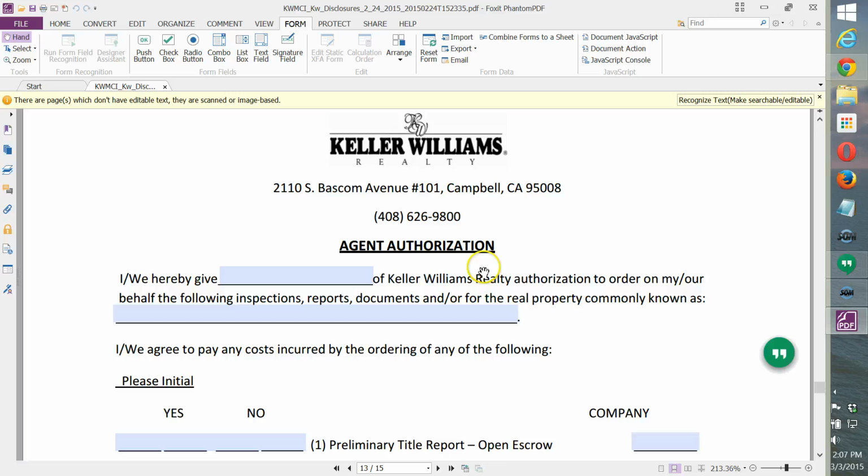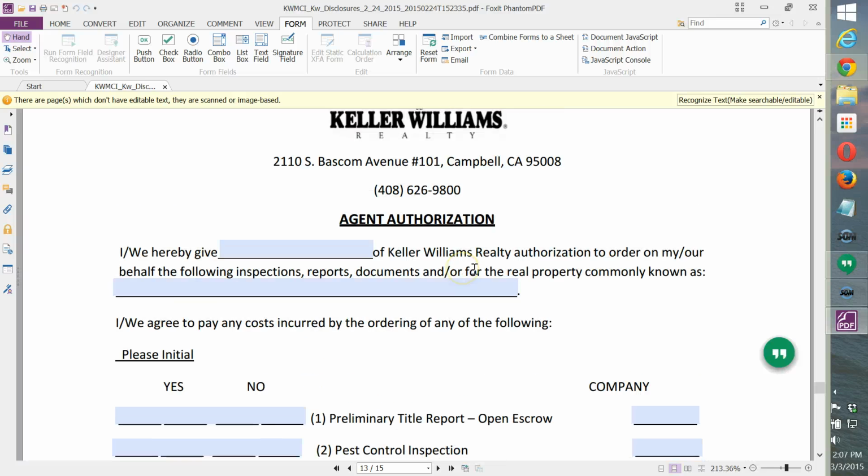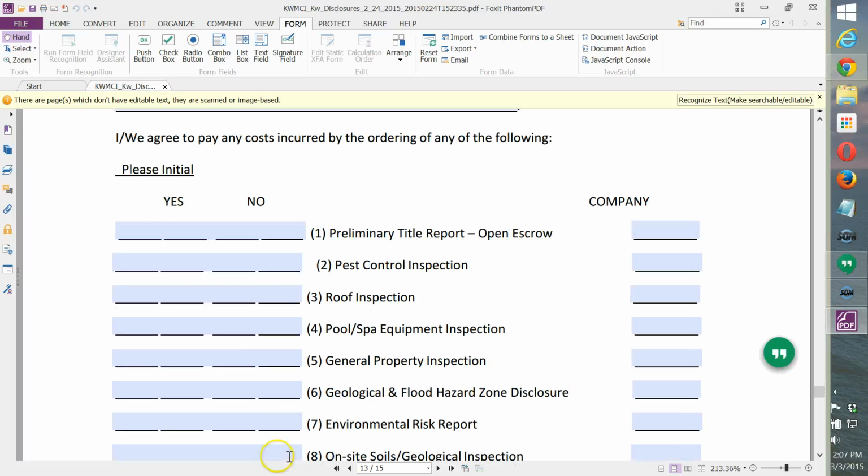Agent authorization, this is a list of things for inspections and reports. The California Association of Realtors also has a form. We don't really care if you use their form or this form as long as we have an authorization. Notice there's yeses and nos.